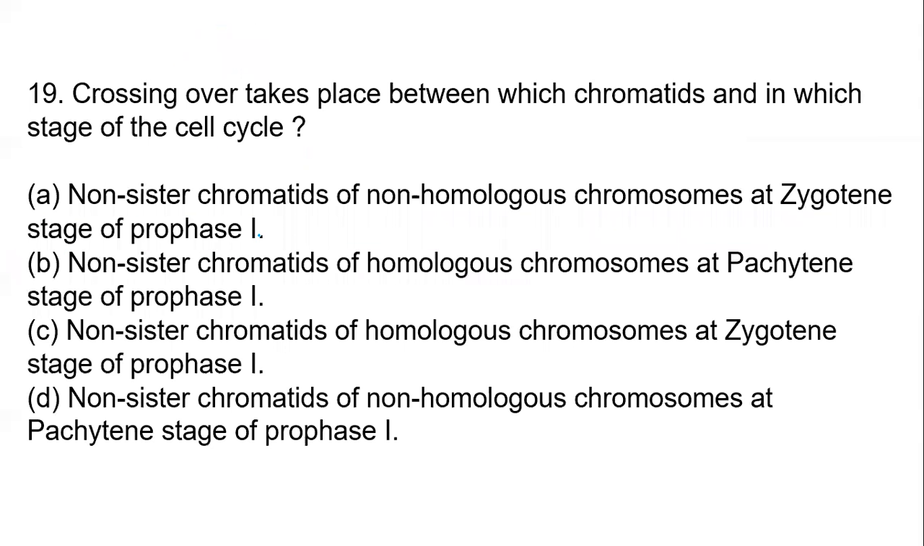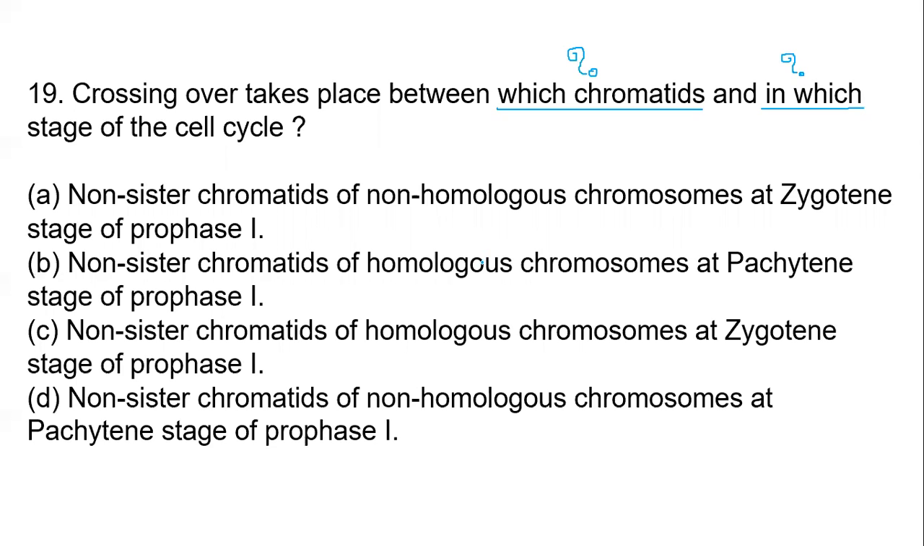Question number 19. This is again a very easy question, guys. Crossing over, read the question very carefully and then only go with the answer. Crossing over takes place between which chromatids? Is it between homologous non-sister chromatids or between sister, homologous, non-homologous or whatever? And in which stage? So you have 2 questions to be answered: between which chromatids and during which stage they are happening. Let's read one by one.